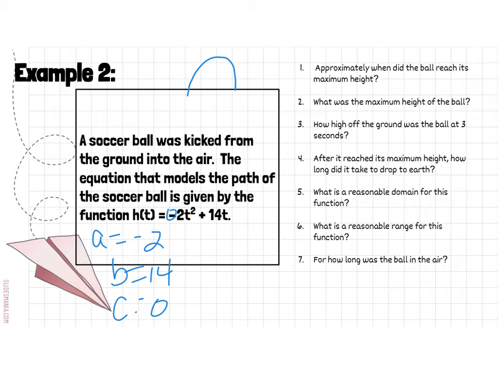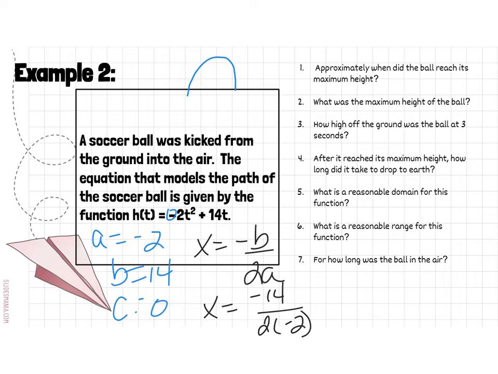Okay, so there's that. So with the maximum height, and how long did it take, those kinds of things I can do by finding the axis of symmetry. So remember, that is the opposite of b over 2a. So the opposite of b is -14, and then 2 times -2. So that is going to give me, how much fun is this, -14 over -4, which gives me 7 over 2, which is 3.5. So at 3.5 seconds, it's at its maximum height.